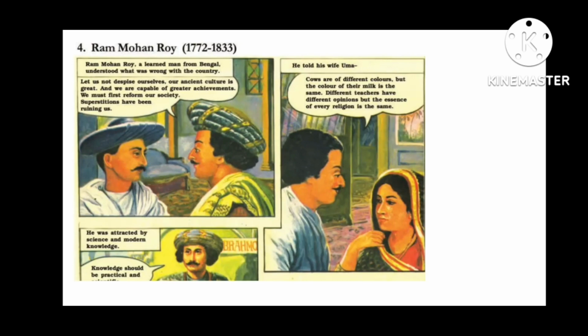Let us not despise ourselves. Despise means hate. Our ancient culture is great and we are capable of greater achievement. We must first reform our society. Superstitions have been ruining us.